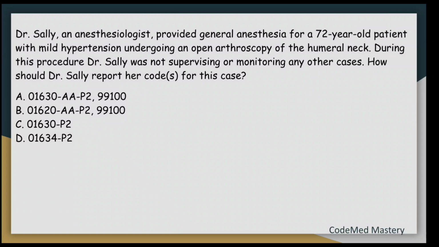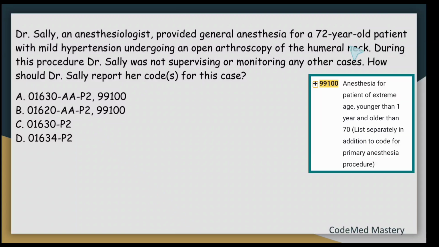Therefore, while using anesthesia codes, if the age of the patient is extreme, that is younger than 1 year or older than 70, we have to use the qualifying circumstance add-on code 99100. Okay, so in the scenario, the age of the patient is 72. So we have to obviously use the code 99100. So we'll eliminate the option which doesn't have 99100, that is option C and option D. Now we are left with only two codes, that is 01630 and 01620.